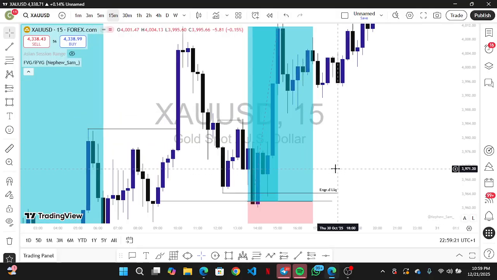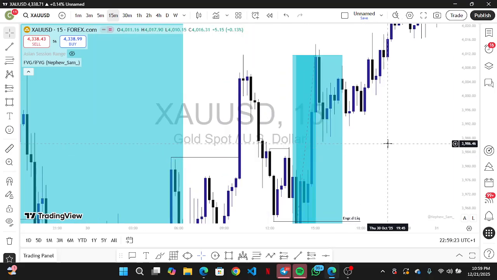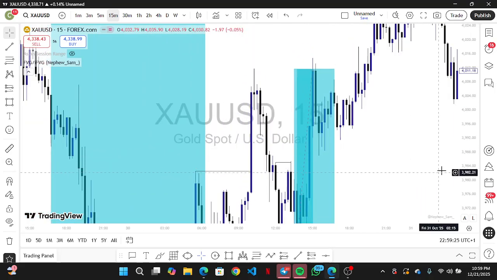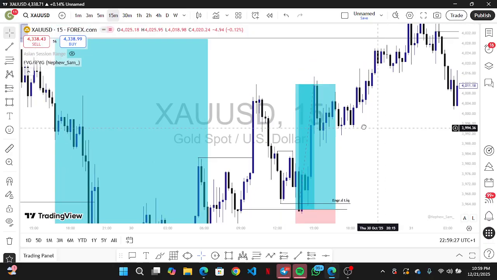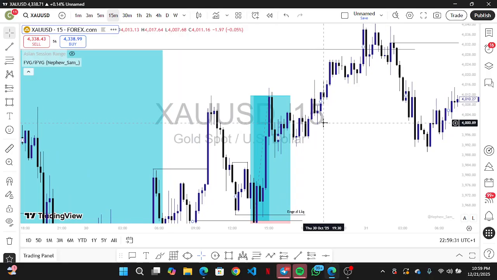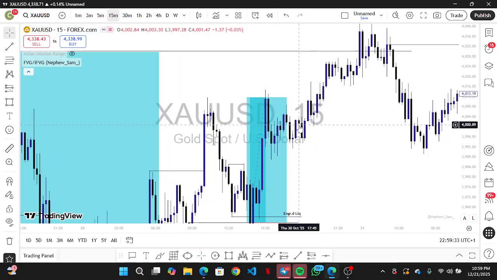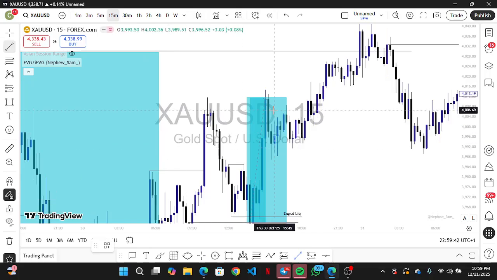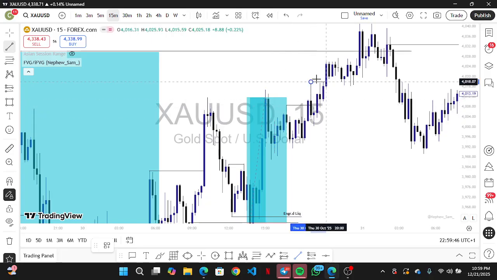So that's the first one. Let's look for more entry models. Break of structures happen everywhere, thereby OBs will be formed everywhere. It's left to spot whether there are liquidities. You can see all these are break of structures. Here, here, here, here. All these are break of structures.